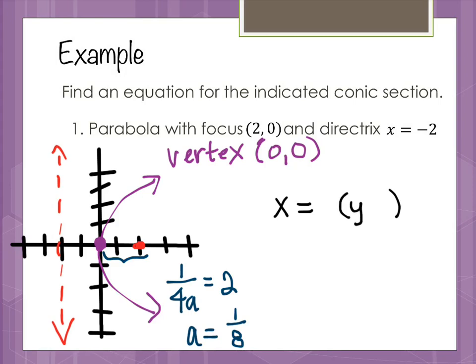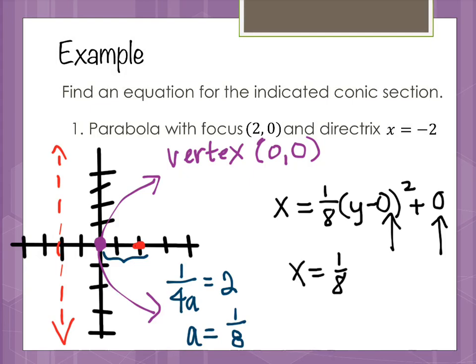I've got y minus something squared plus something else. Well, these pieces right here are my vertex. My vertex in this particular graph is (0, 0). So this is y minus 0 squared plus 0. And the value in front is the a value that I just found. It's 1/8. So if I simplify, this is x equals 1/8 y squared. And I don't need any of the formulas about what the vertex or the directrix is in relation to the graph because I can see the graph. Does that make sense? Okay.